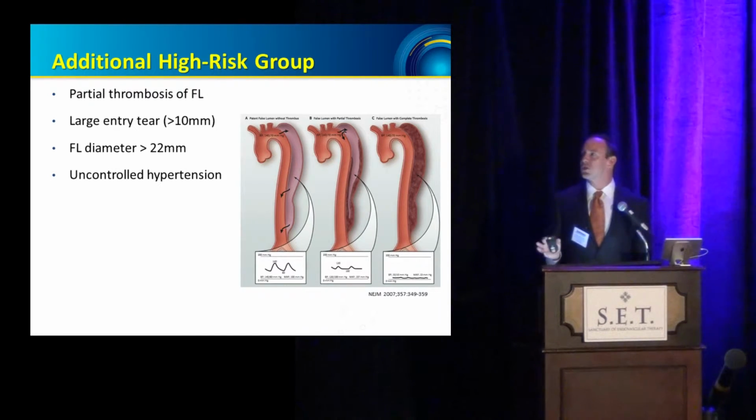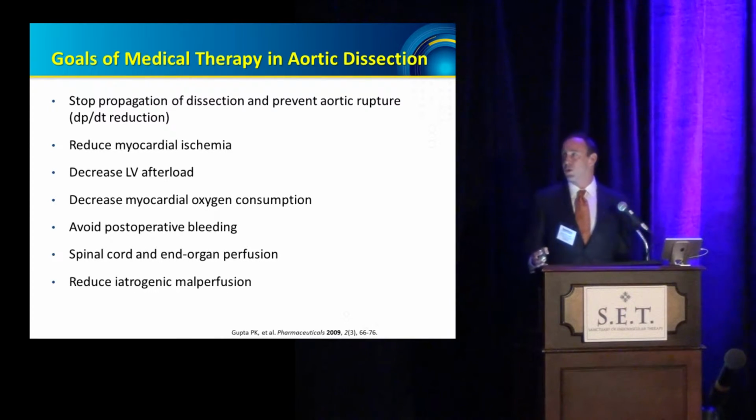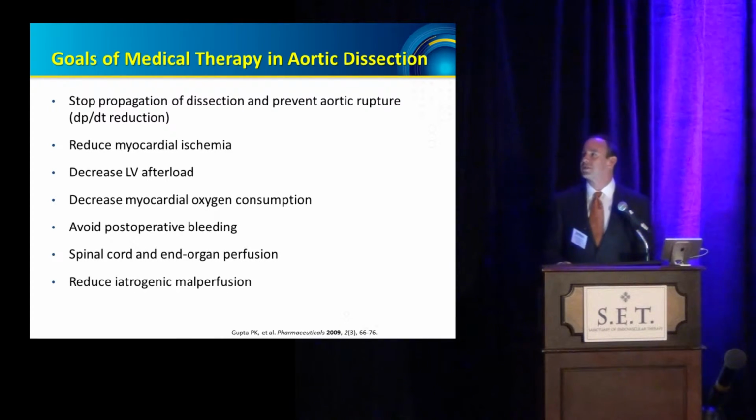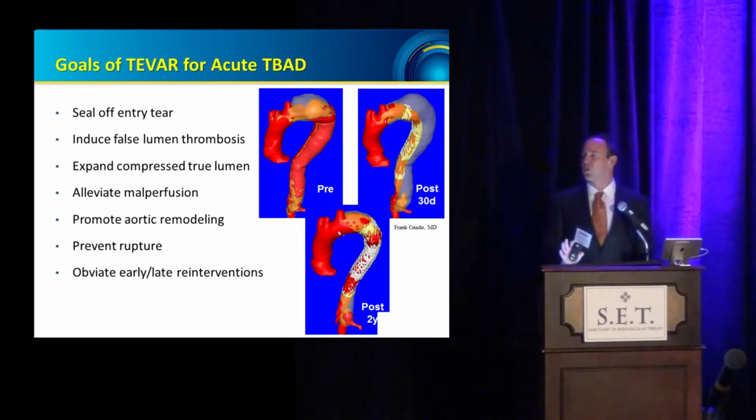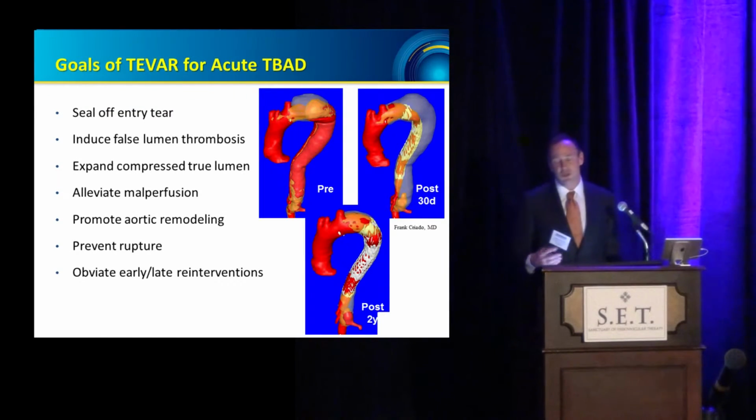hypertension. So the goals of medical therapy, which is really the gold standard for type B aortic dissection, is really to stop the propagation of the dissection and prevent aortic rupture. That's really your anti-impulse therapy with beta blockade, reducing myocardial ischemia, decreasing the left ventricular afterload, decreasing myocardial oxygen consumption, and then avoiding the end organ damage from the complicated dissections.